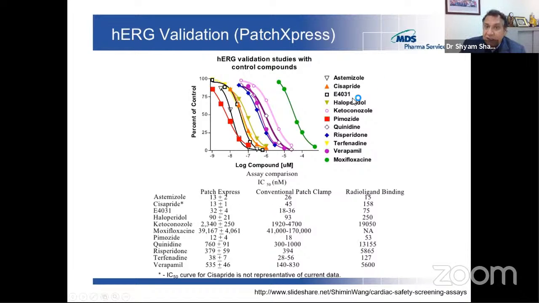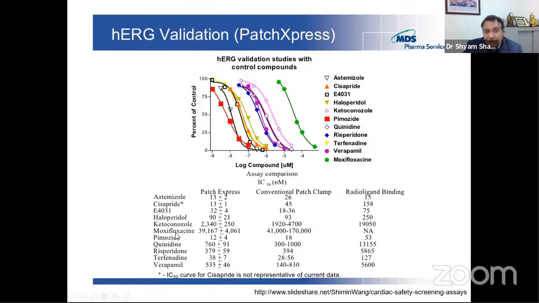Astemizole, cisapride, E4031, which is again one of the antiarrhythmics, haloperidol, ketoconazole, pimozide, quinidine, risperidone, perhexiline, verapamil, moxifloxacin. If you look into the PatchXpress assay, the conventional patch clamp assay, and the radioligand binding assay, which also can be performed, you can find astemizole, cisapride, E4031, and to some extent haloperidol and terfenadine causing QT prolongation.